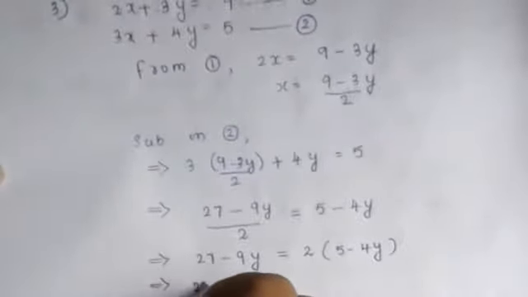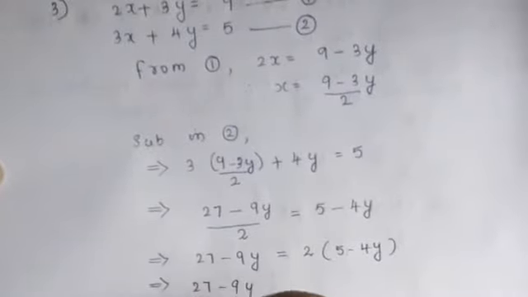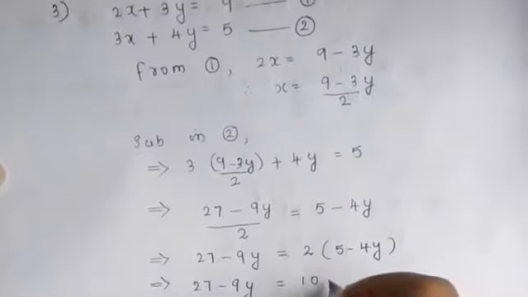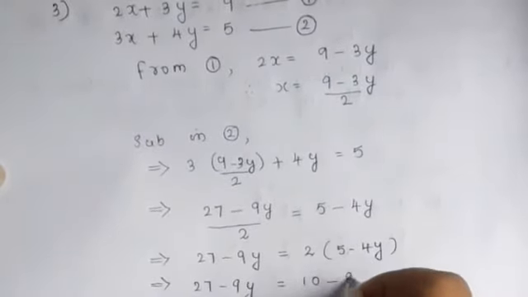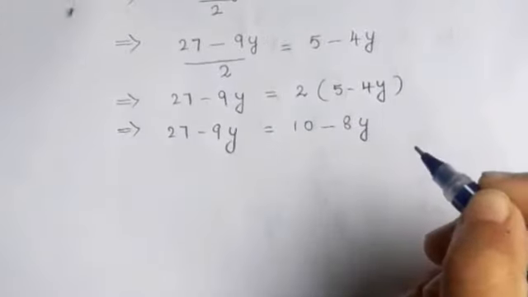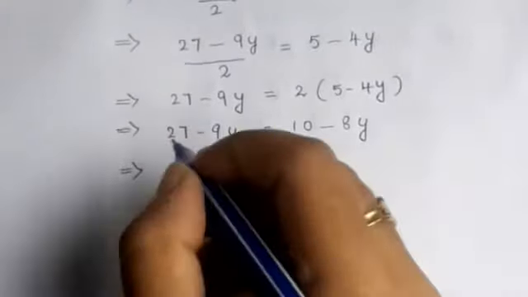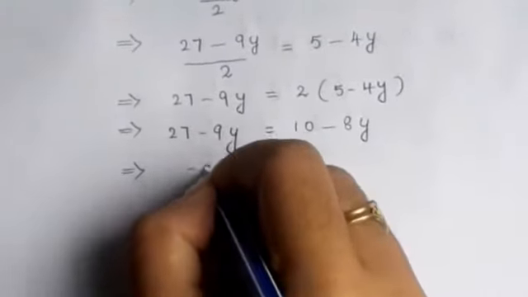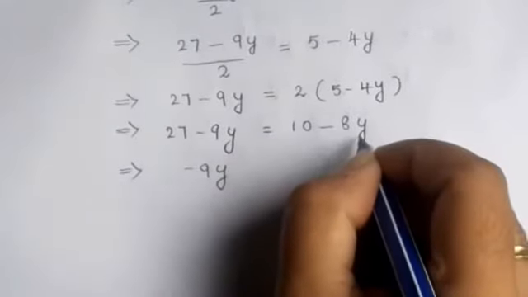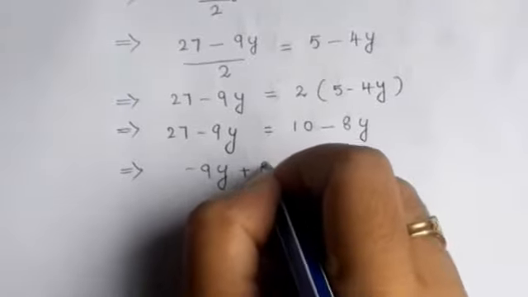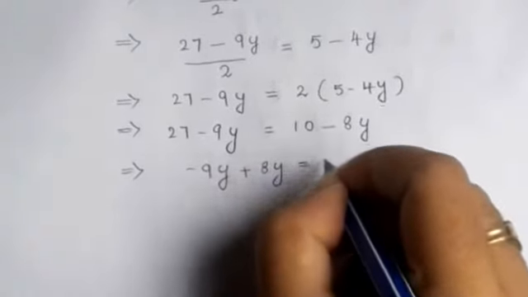27 minus 9y is equal to, open the bracket, 2 into 5 becomes 10, minus 2 into 4y, it is 8y. After that, arrange variables and numbers. So you will get minus 9y, already it is there. When you transpose this 8y to the left side, it becomes plus 8y is equal to 10.